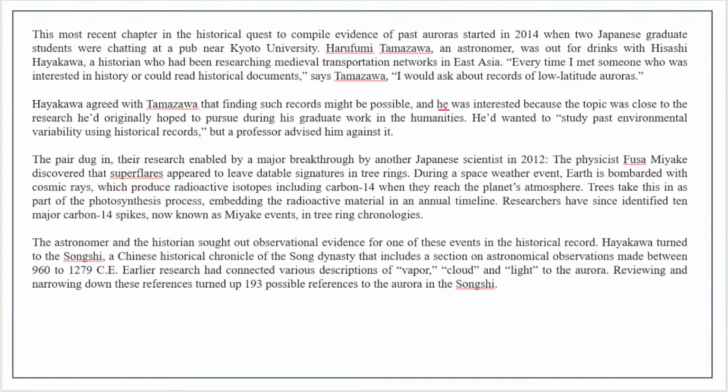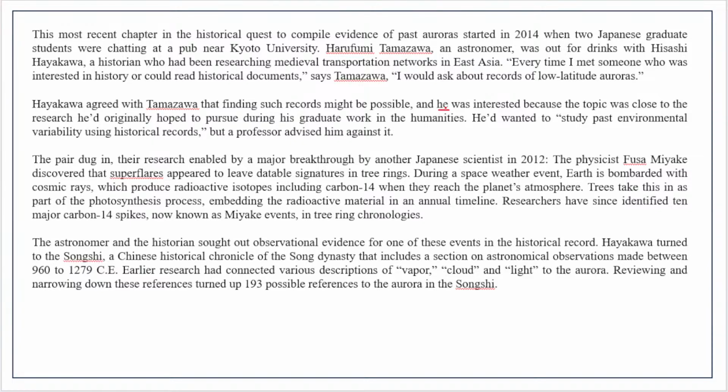Hayakawa turned to the Songshi, a Chinese historical chronicle of the Song dynasty that includes a section on astronomical observations made between 960 to 1279 CE. CE means we have now come to the normal era; it is 2024 now, so this is about 960 to 1279, around 1200 years ago. So where did Hayakawa look? He referred to the Songshi. It was like a magazine; a chronicle is like a magazine, at the time of the Song dynasty, and in it, whatever observations the astronomers made were mentioned in those issues.